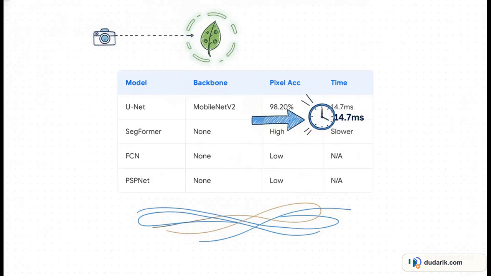When you pair UNet with a MobileNet V2 backbone, it hits a mind-blowing 98.20% pixel accuracy and 99.41% overall detection accuracy. But wait, the true hero metric here? Inference time. 14.7 milliseconds per image. Yeah, you heard that right. We're going to talk about why that specific number is revolutionary in just a second. But lock that 14.7 milliseconds into your brain.